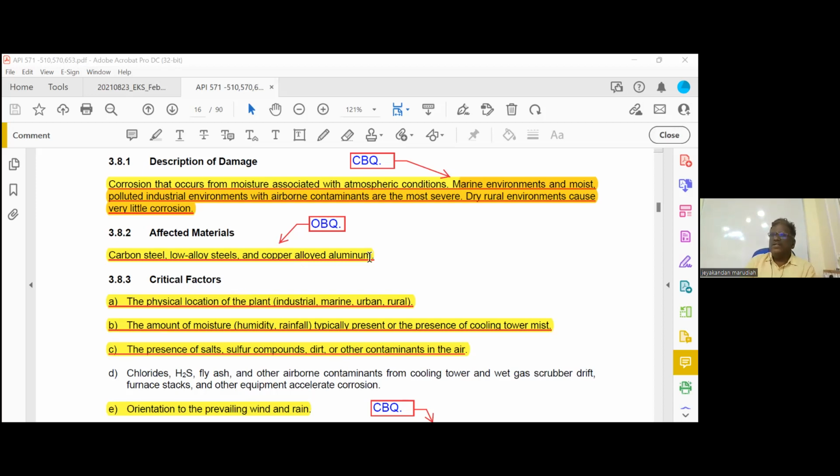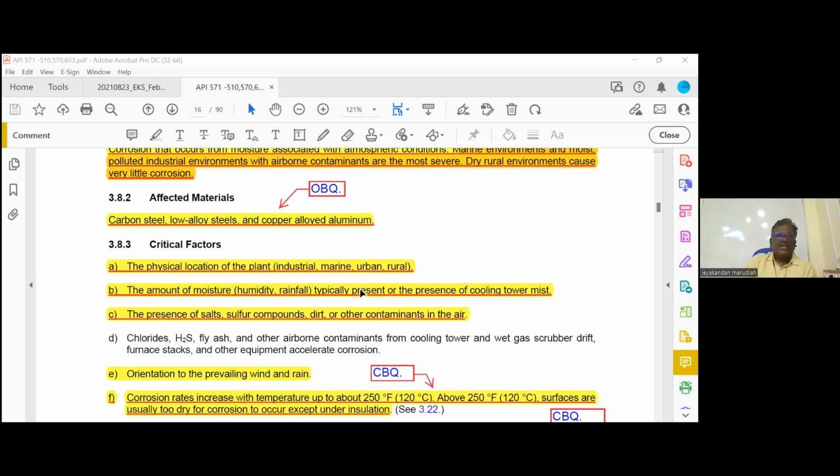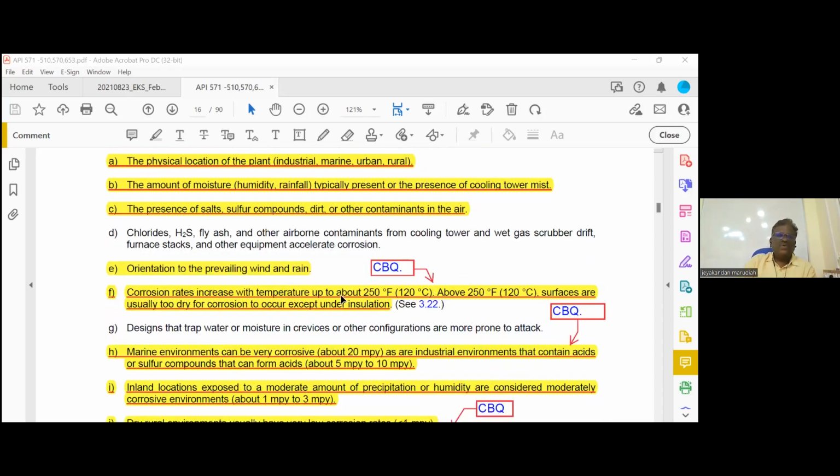Again, I am repeatedly telling, just highlight only, read it. Critical factor, physical location of the plant, industrial, marine, urban or rural, amount of moisture, humidity, rainfall, presence of salt, sulfur and dirt. Highlight these 3 lines. Then this is very important. Last exam, this was a question actually. Corrosion rates increase with the temperature up to about 250. Above 250, surfaces are usually too dry for corrosion to occur, except under insulation. That is important.